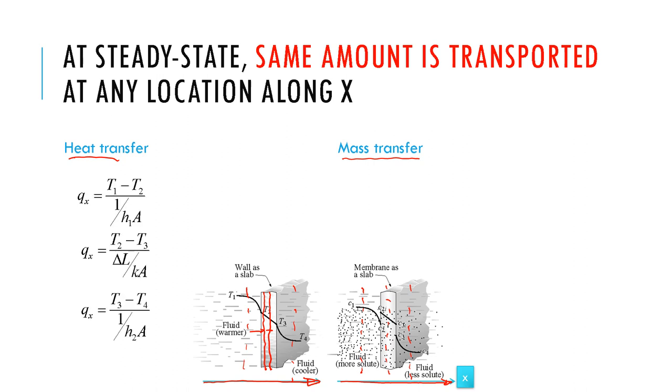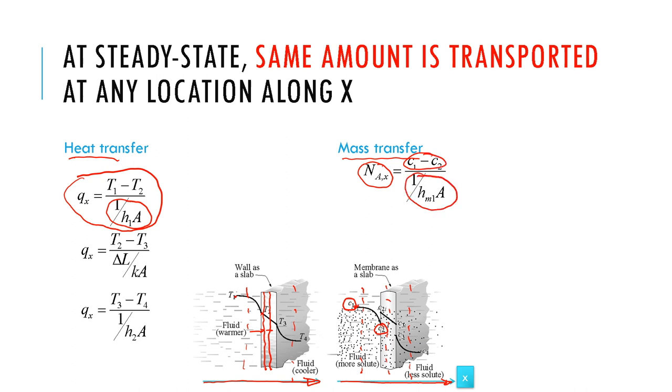For heat transfer, we calculated heat flow as equal to temperature difference. Here in convection, temperature difference divided by resistance, and likewise for the other flows. By analogy, mass flow can be calculated in exactly the same way. Mass flow is concentration difference, C1 minus C2, divided by the convective resistance. Then the same mass flow occurs through the membrane, and we use the same variable because it has to be the same.